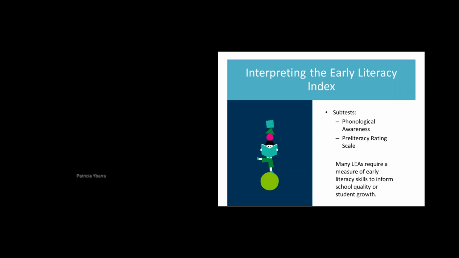The Phonological Awareness and Pre-Literacy Rating Scale subtests were designed to provide an organized observation of the child's early literacy skills required by many local education agencies as a measure of school quality or student growth. The Early Literacy Index score can be obtained for children ages 4 to 6 who are administered the phonological awareness and the pre-literacy rating scale subtests.